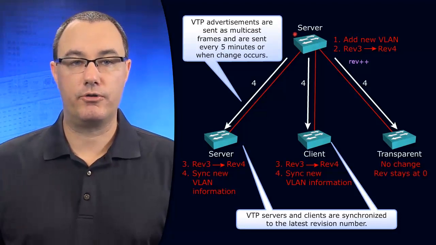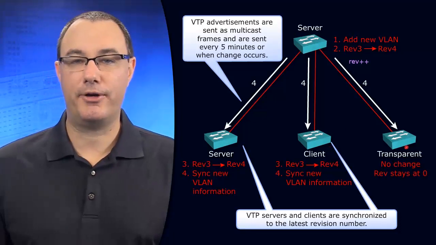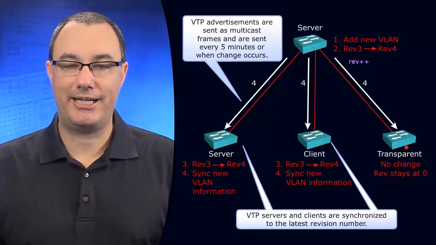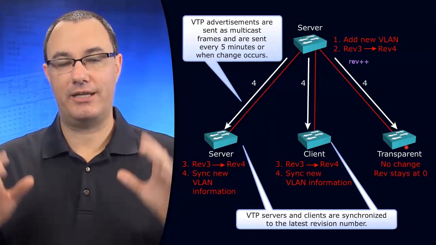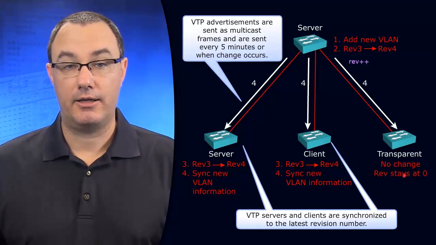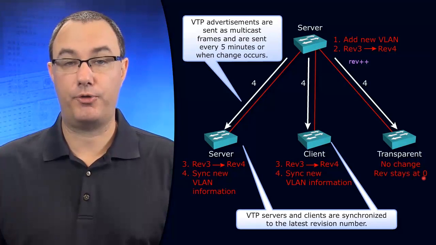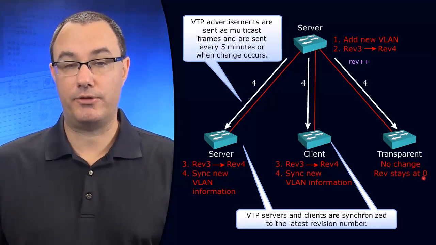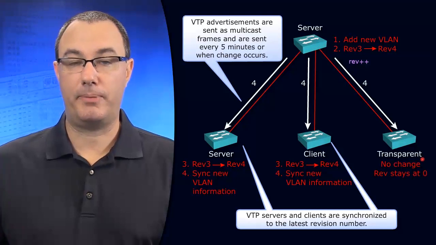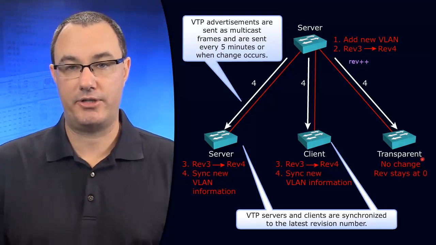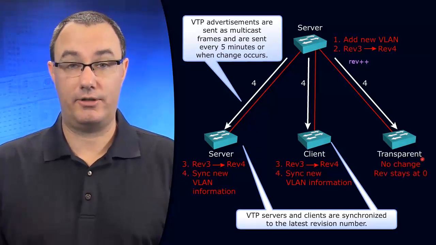So servers talk to clients. Clients will also gobble that up. But would a transparent mode switch adapt to that change? And the answer is no. They do things themselves. And if you're on a transparent mode switch, the revision number stays as 0. That's a great way to zero out the revision number if you want to. Make it transparent and boom, you just change that value, regardless of wherever it was, down to 0. That's a useful little tip.